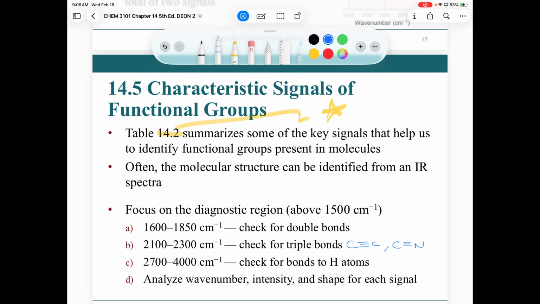Then above 2700, that's where you get into, is it an OH stretch from a carboxylic acid? Is it an OH stretch from an alcohol? Is it an NH stretch from a primary amine or a secondary amine?